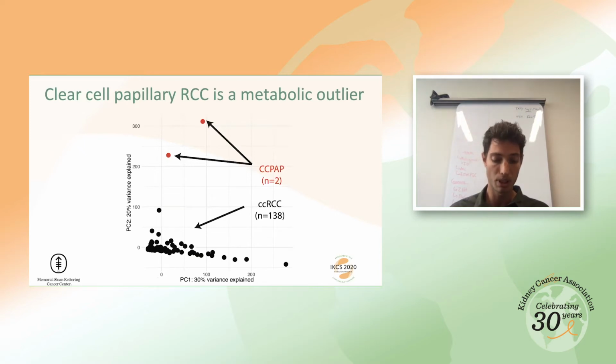So for those of you who are not familiar with clear cell papillary, it's a relatively rare subtype of RCC. Patients typically have an indolent course. It's probably the 4th or 5th most common type of RCC, but because of its relative rarity compared to other kinds of cancer, there's not much known about the molecular drivers of clear cell papillary.